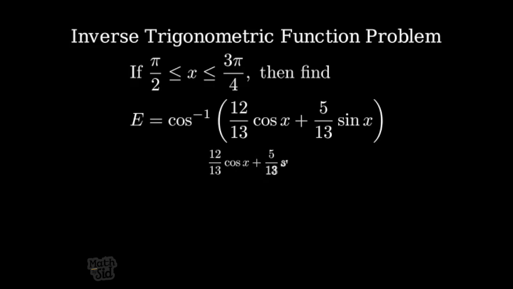Notice that the argument, 12 over 13 times cosine x plus 5 over 13 times sine x, is in the form a cosine x plus b sine x. We want to transform this into the form r cosine of x minus alpha, or r cosine of alpha minus x. This will allow us to use the property of inverse cosine. Let's compare the argument to r cosine of x minus alpha, which expands to r cosine x cosine alpha plus r sine x sine alpha.